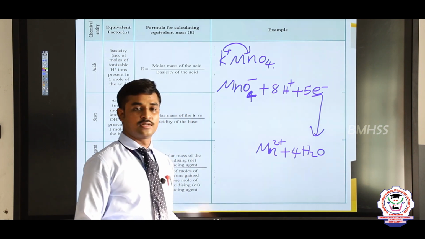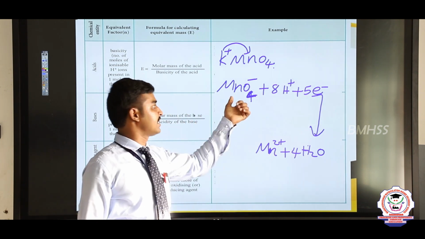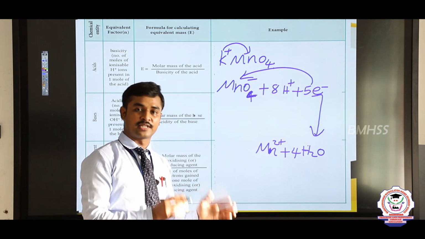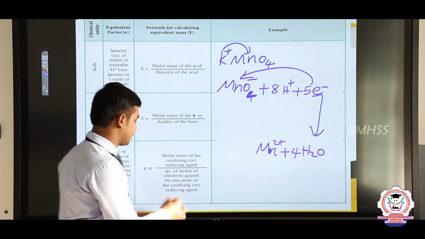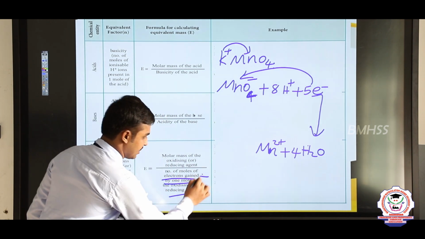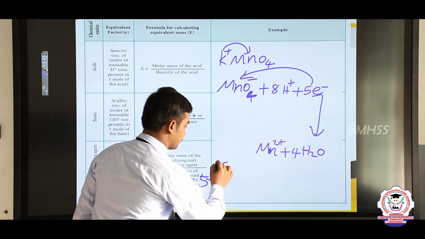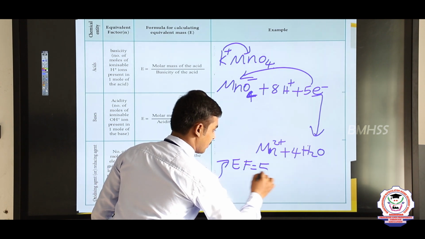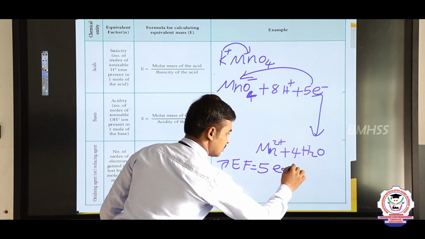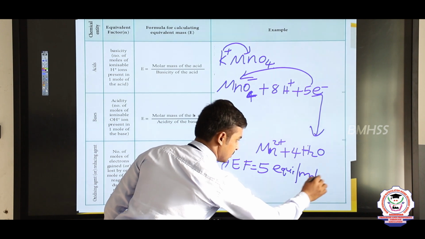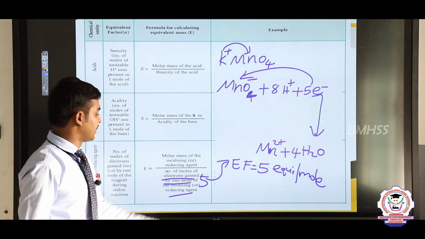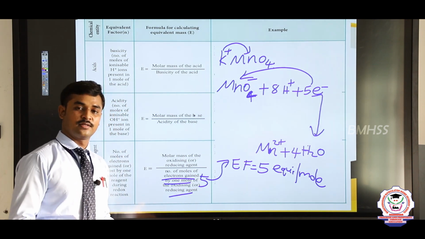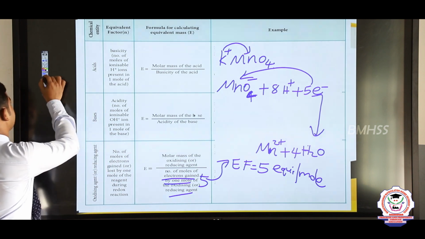To form this, the electrons needed for manganese is 5 electrons. So the number of electrons gained in this reaction is 5. It is the equivalent factor in this reaction. So the equivalent factor is 5 equivalents per mole. So we have the molecular mass and the equivalent factor, and it is easy to find the answer by dividing them.